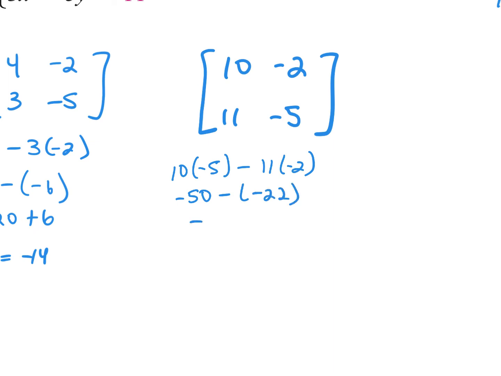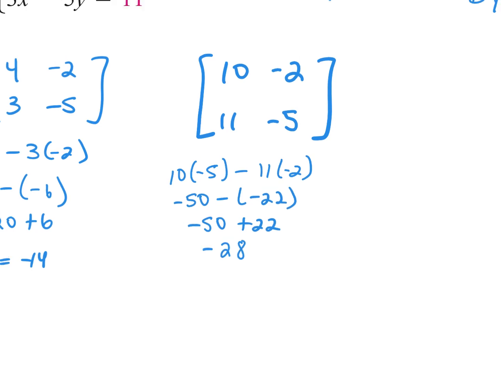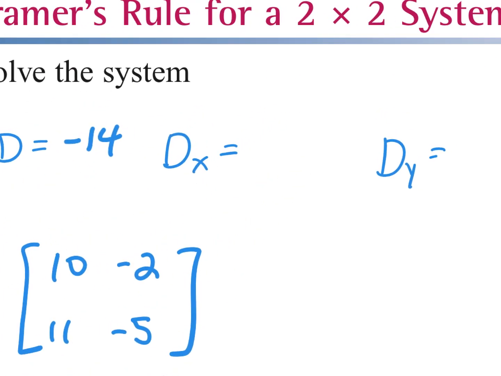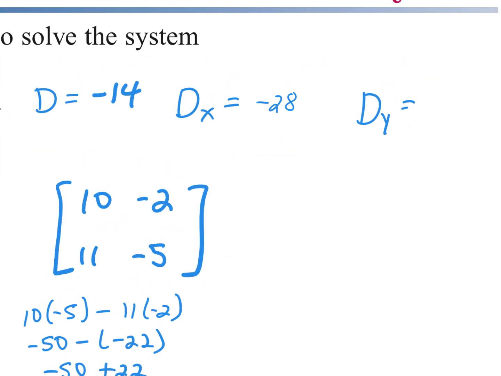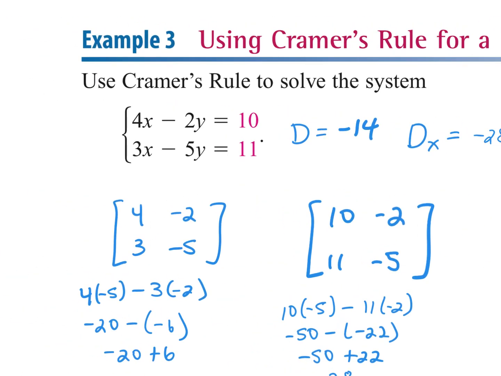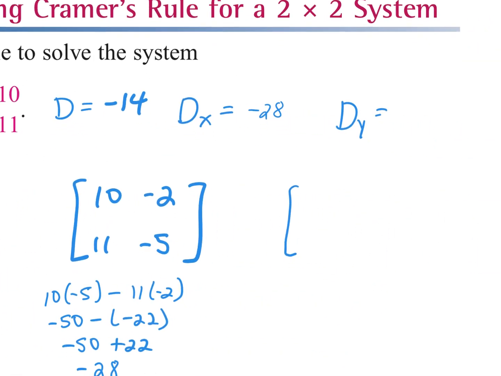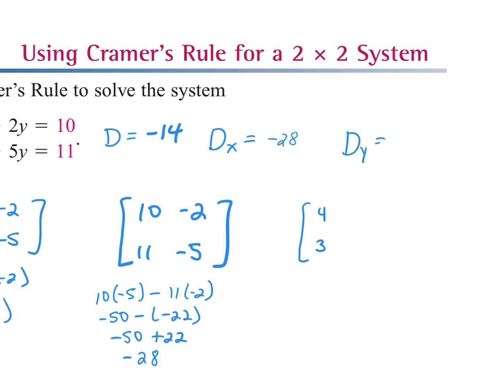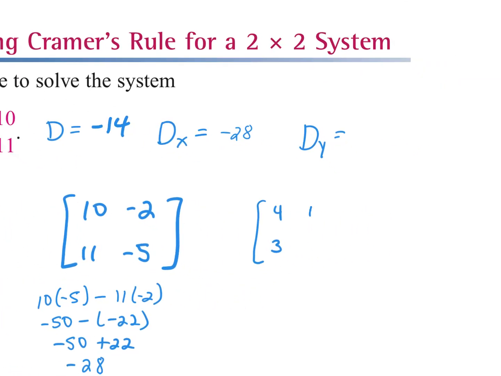-22. So this becomes -50 plus 22, which gives me what? -28. Okay, so my d sub x is -28. And then how do I find y? Put the answers for y. So I'm going to put 4 and 3 because those are the coefficients of my x. And then I'm going to plug in the answers for my y, so 10 and 11.